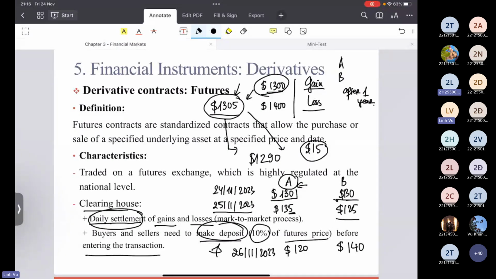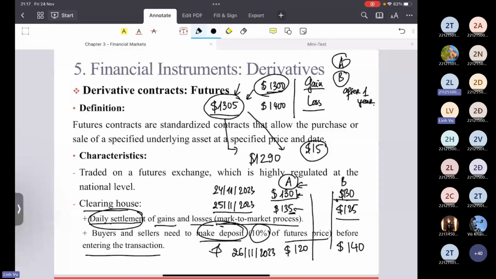So you can see that in the case of a futures contract, the account of each party is adjusted daily. It is the opposite of a forward contract. For a forward contract, we only calculate the payoff for party A and party B at the end of the contract. But for a futures contract, the accounts of party A and party B are adjusted daily. And here we call it the mark-to-market process. This process also minimizes the risk to the parties involved in the futures contract.